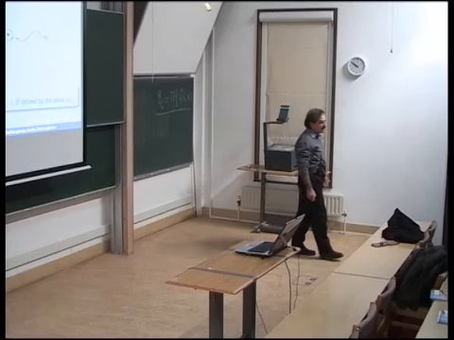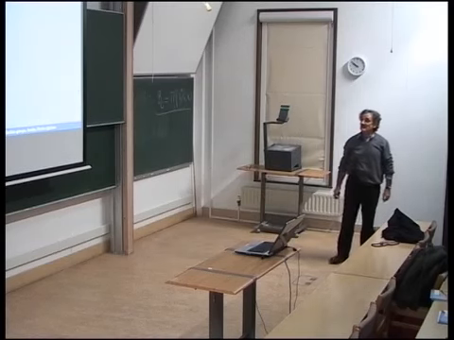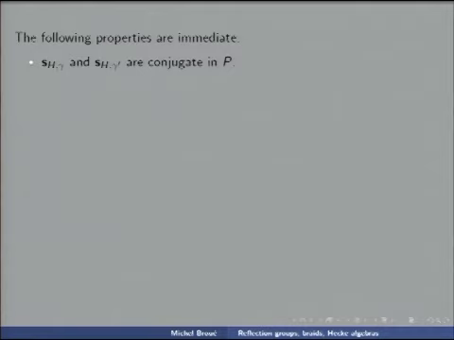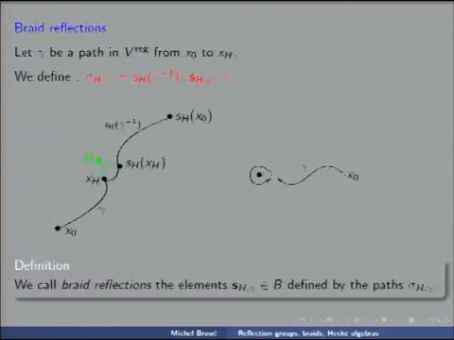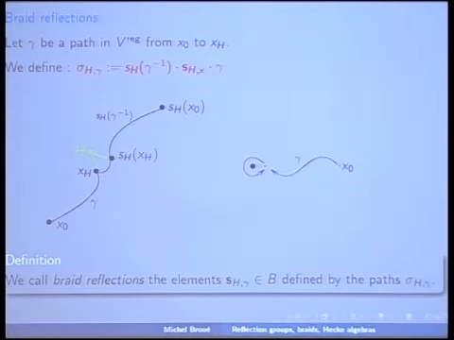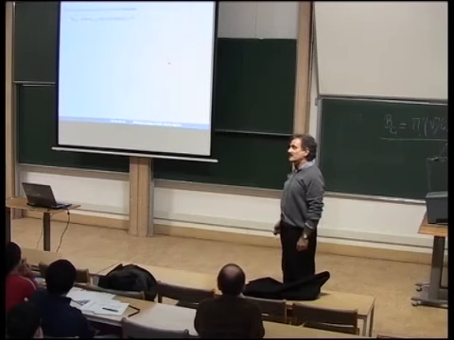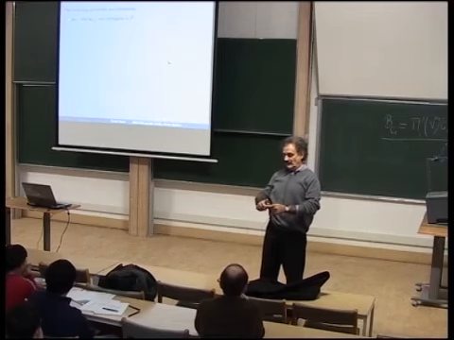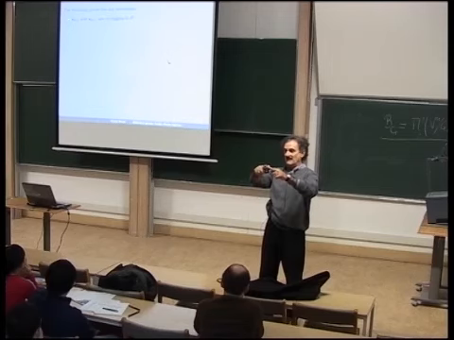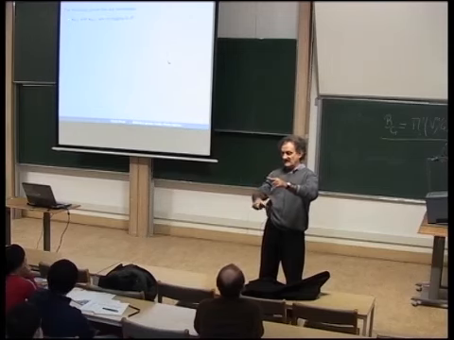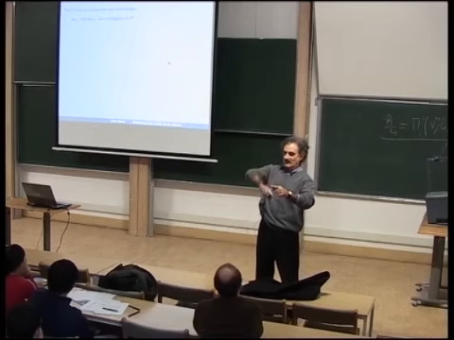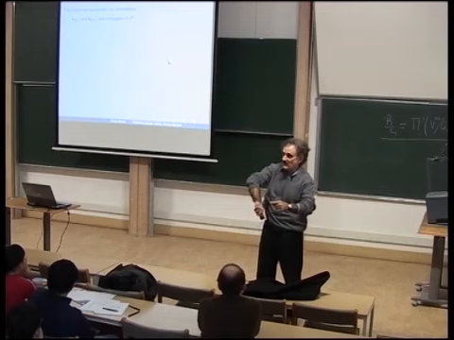So how unique are they? Well, if you choose gamma and gamma prime, two different paths, I denote by s_H,gamma the element of the braid group B defined by this path. These braid reflections are unique up to conjugation by the pure braid group, because if you go from x naught to H by two different paths, the result is conjugated by the loop starting with gamma and coming back by gamma prime minus 1.